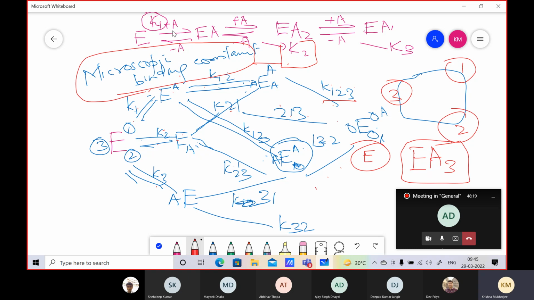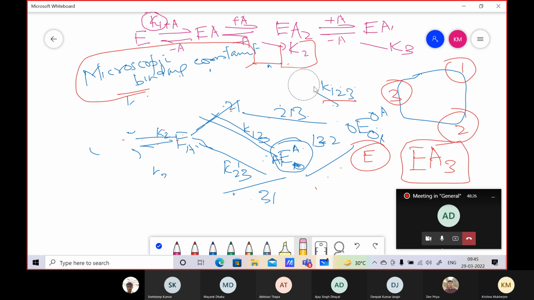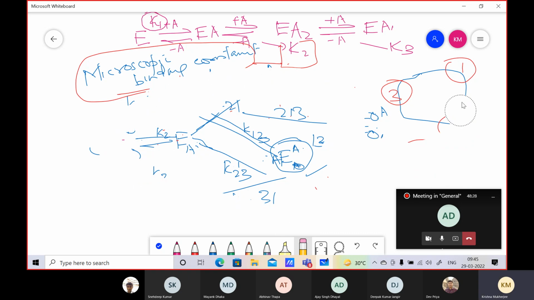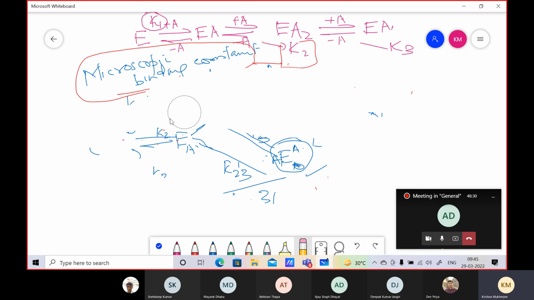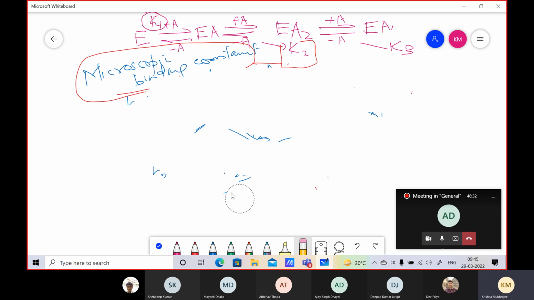So now let us look at each one of them. Can you rub this out? Let us look at each of these separately and understand how these microscopic binding parameters can lead to macroscopic binding parameters. Now we talked about K1, capital K.